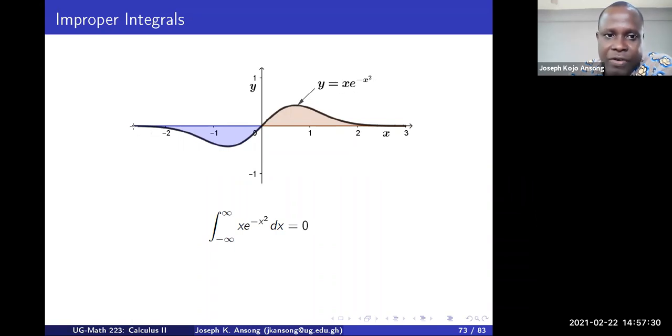So when you integrate from negative infinity to 0, you're going to get something that is negative here, right? And then if you integrate from 0 to infinity, you're going to get a positive quantity, but they are the same, right? One is just the flip of the other one. So when you add a negative and a positive, that's how you get 0. Okay, so that was the C.